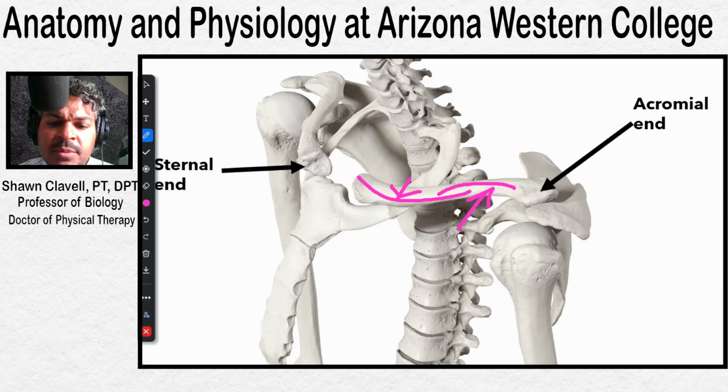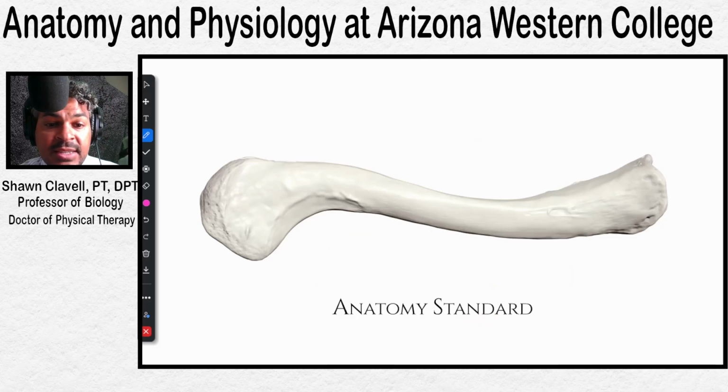And so those are going to be some key features to help us identify first where the acromial end is and the sternal end, as well as whether you're looking at a right or left. Those are the real major components related to the clavicle. And so this is the clavicle from the top view.